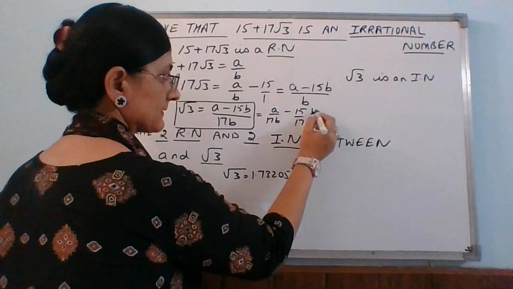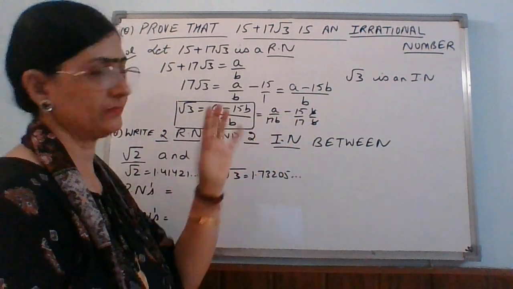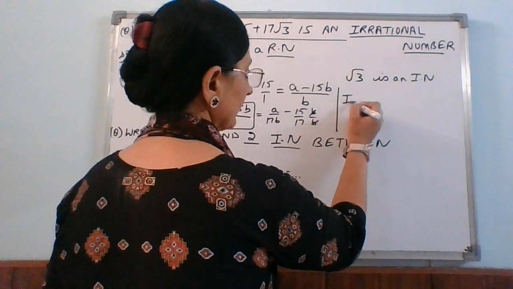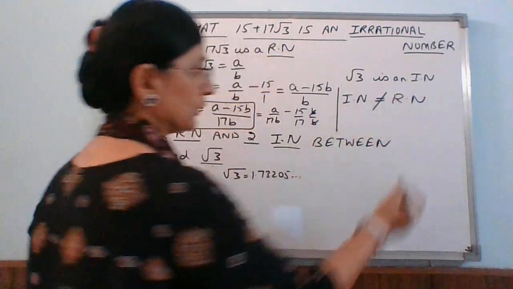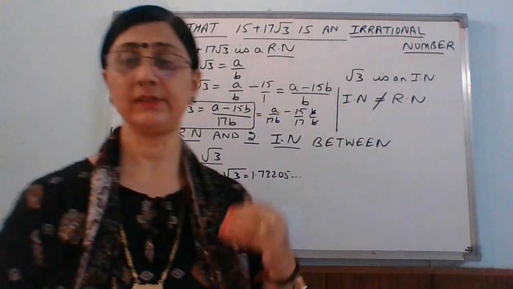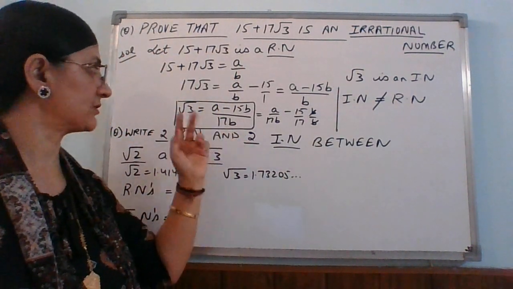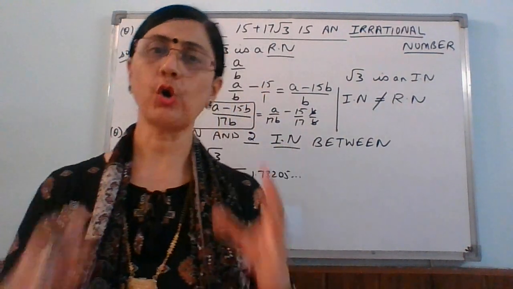Here, a by b is a rational number. So on the left hand side we have an irrational number, and on the right hand side we have a rational number, and they are not the same, right? We can't say the left side is irrational so the right has to be rational, but it shows that it is a rational number, so it is a contradiction.